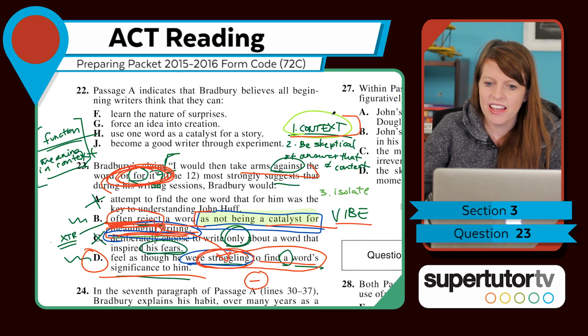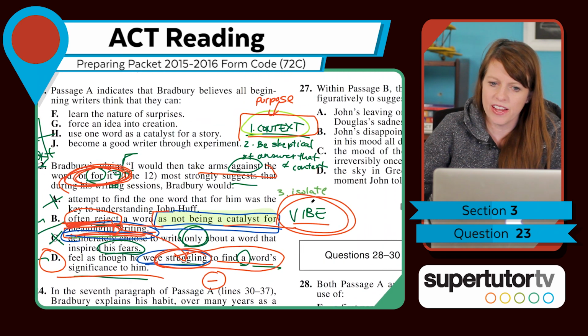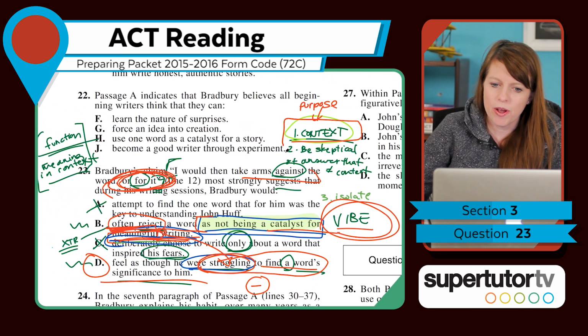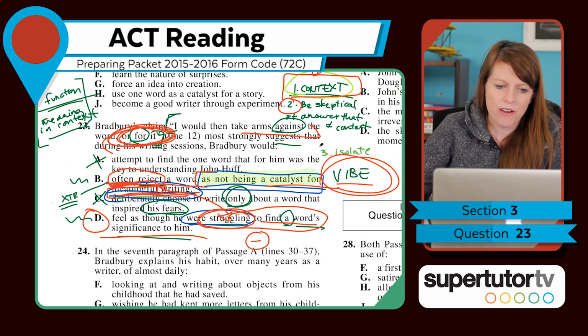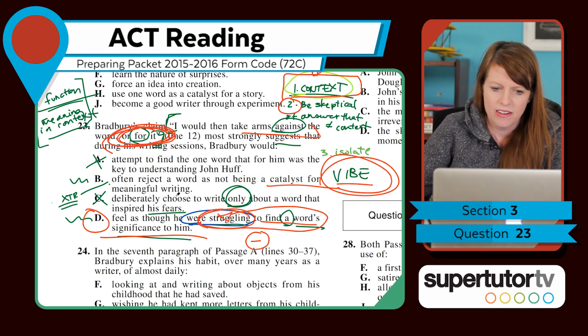Again, context is king. I want to really understand the context and the purpose of the context and basically the vibe of the context and the opinion of the author and what the whole idea is. I want to hone in on that. Okay, so when I do that, it makes it clearer. Two, I'm going to be skeptical of answers without context. Without context, this looks pretty good because I think, take arms against. Oh yeah, that's rejecting something. I'm rejecting the word. That's what it sounds like when I isolate that.